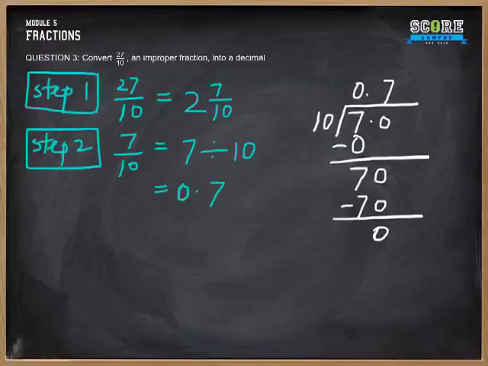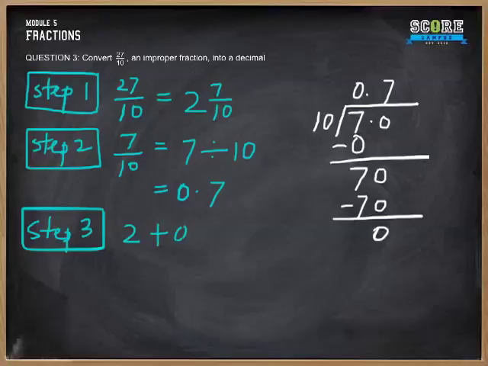So the answer for step 2 is 0.7. Now remember, you've got to add back the whole number, so that is step 3. The whole number you left out was 2. So it's 2 plus 0.7, and you get 2.7, and that is your final answer. You've done really well in this segment.